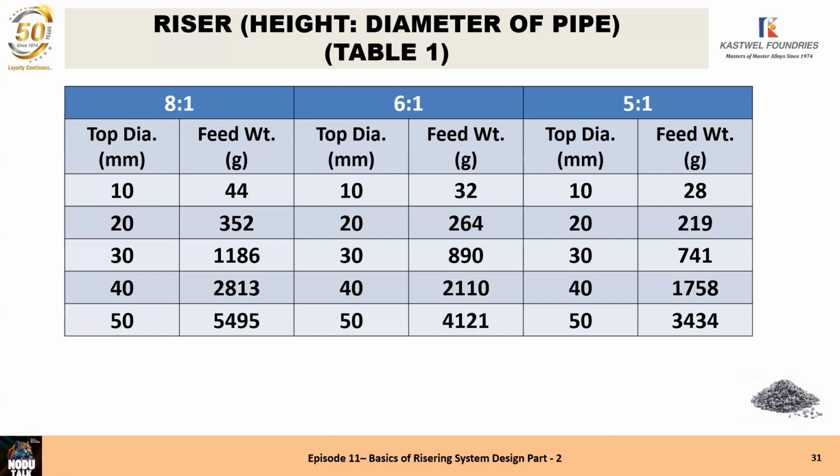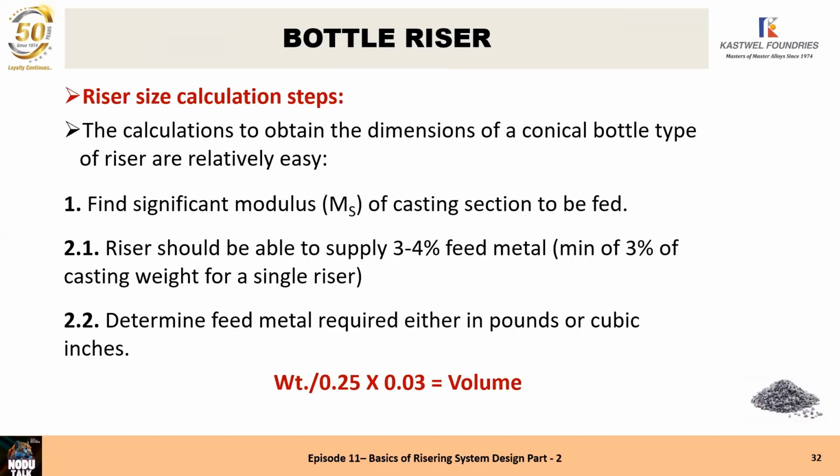And the dimension of the pipe is given by the dimension of the top diameter, bottom diameter is the same, and the height of the pipe, which is the height of the riser. Is this clear? Now we'll go through the calculation, very easy. Riser size calculation step by step. The calculations to obtain the dimensions of a conical riser are very easy.